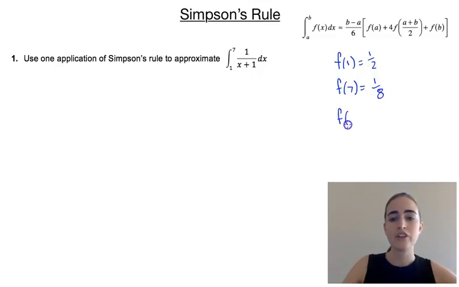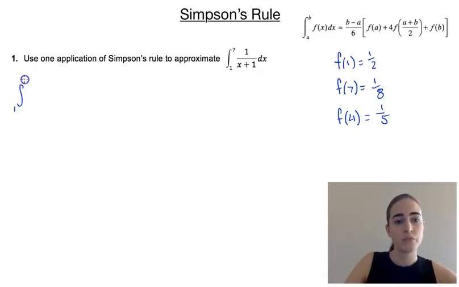And then we need the function value at the midpoint. So the midpoint is our upper and lower bounds added together and then divided by 2. So 7 plus 1 gives us 8 over 2, so we want the function value at 4. Substituting that in here would give us 1/5. So now we can apply the Simpson's rule formula.